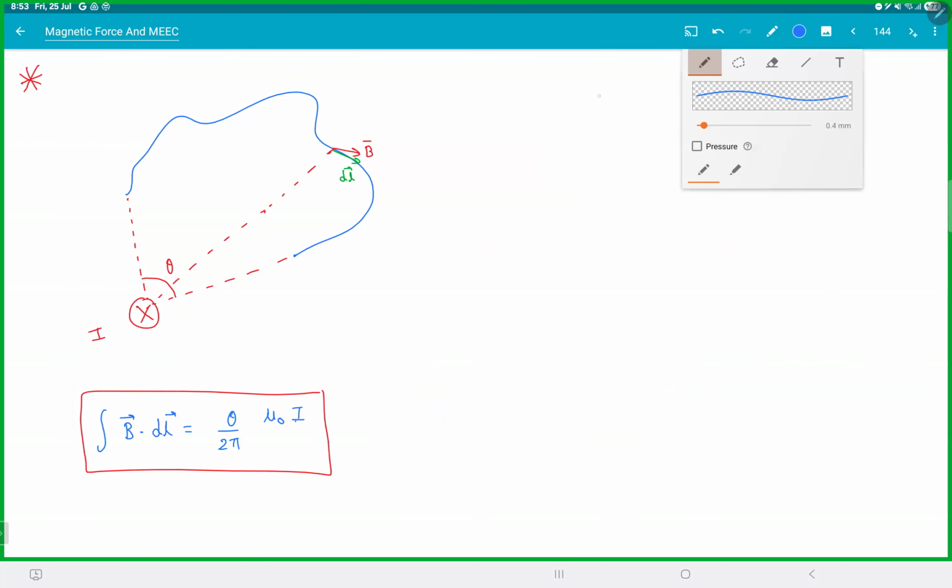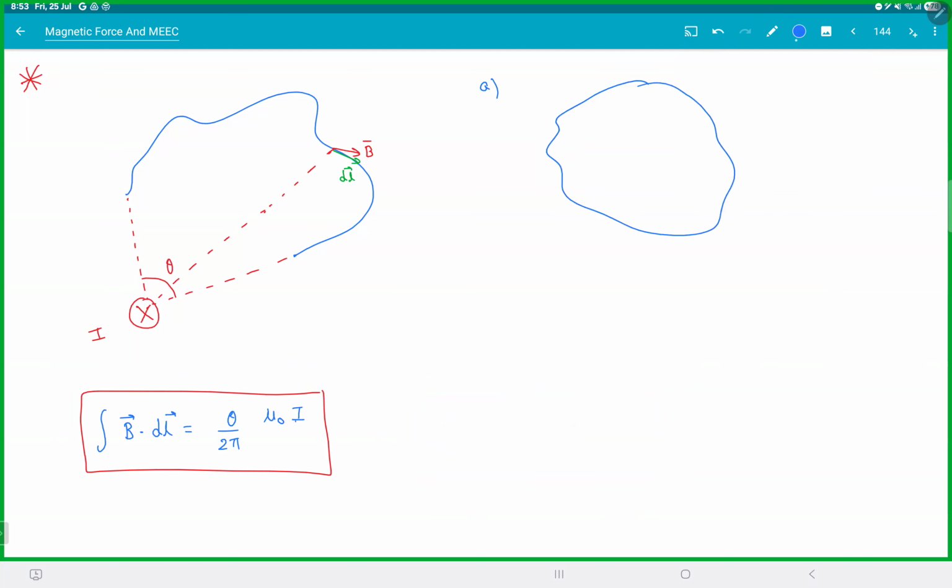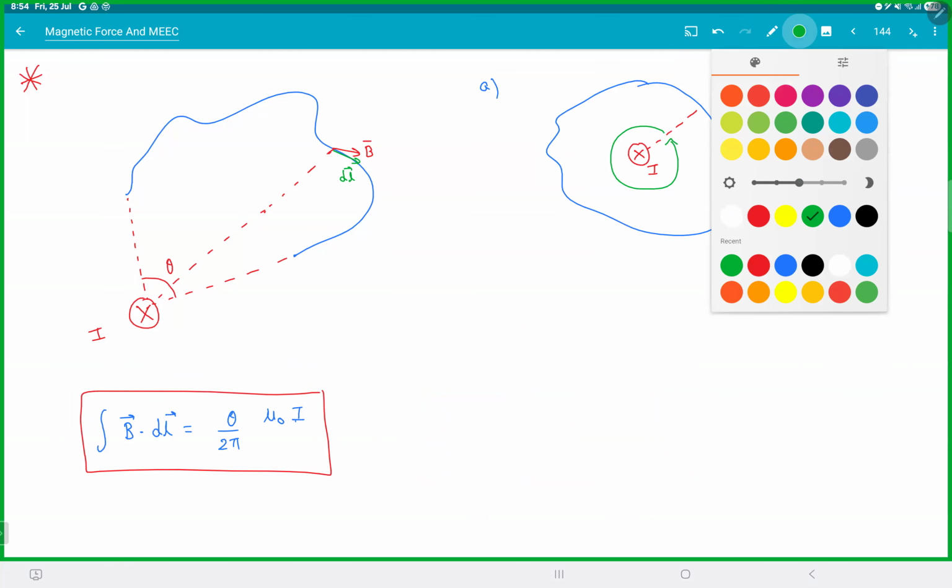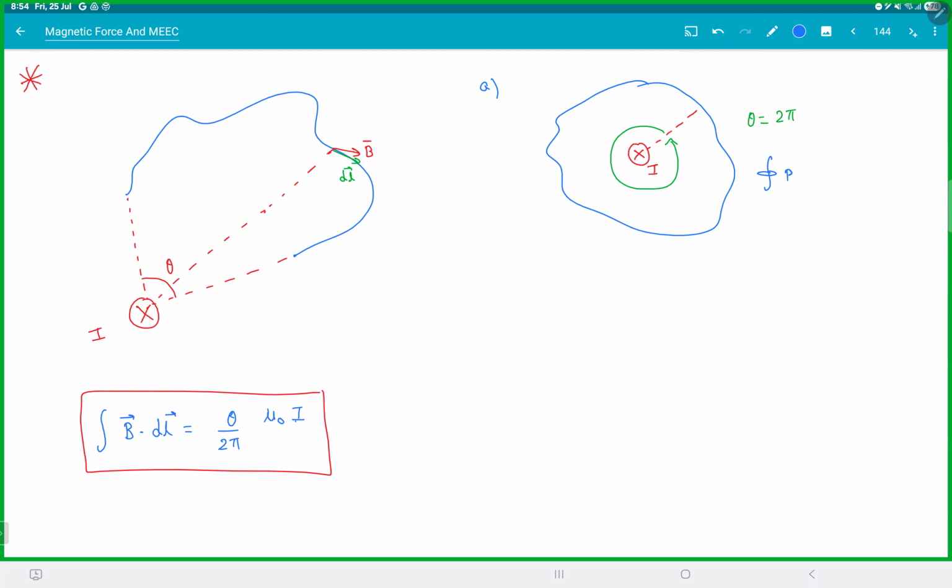So look at this thing. Case one, if you make a full loop and if this is inside, so here your theta will be, you start from here and you go completely. Theta will be 2 pi. So now if you apply the formula integral B dot dl, you get mu naught I. This was your Biot-Savart's law. But what if the current wire is outside? Now see what happens.